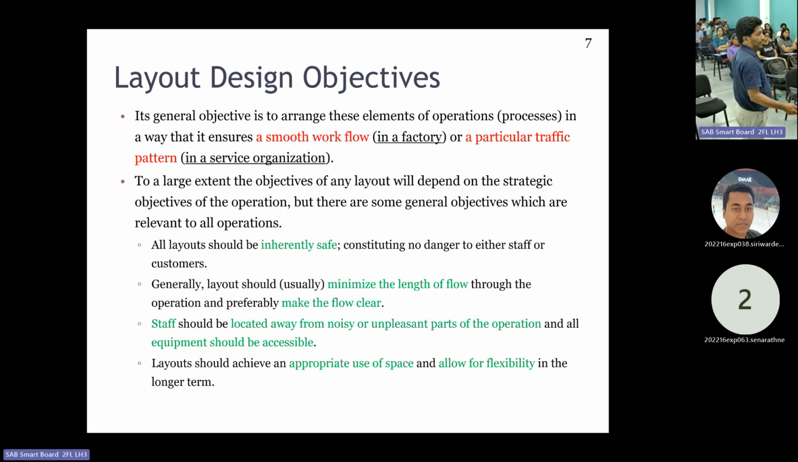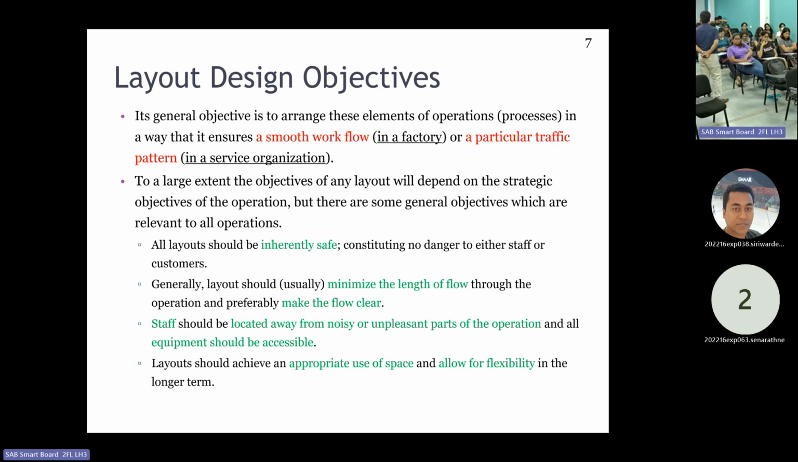Layout should achieve an appropriate use of space rather than just idling the space. Best use of space, increase the utilization of space, and then allow for flexibility in the longer term. If they want to make some changes, we should design with flexibility. So these are other objectives for layout. Second, you can understand the common objectives for layout design.